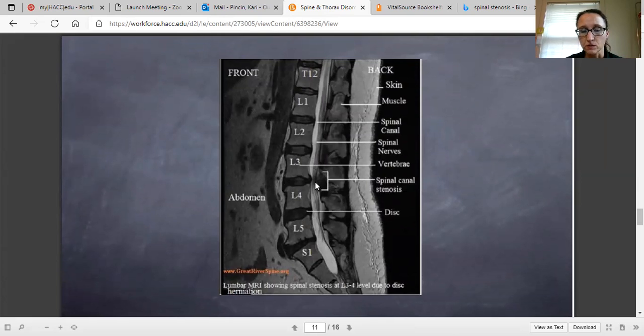So here it is. Here's just a little bit of stenosis here. Okay. And you can see where the disc actually has pushed into the spinal canal. And then there's a little bit of inflammation over here as well. But you could see where the spinal cord here is being squished, right? There's a lot of narrowing there. Okay, that's it for stenosis.